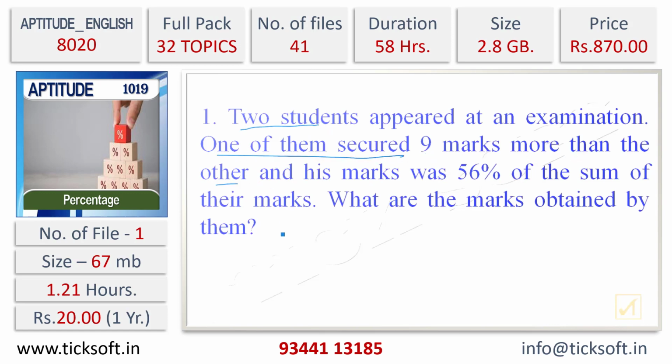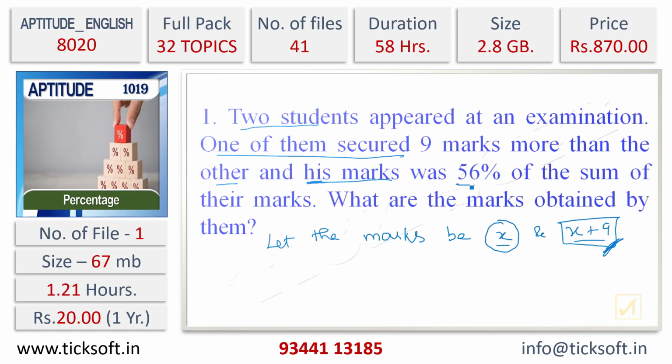So now by using this, we are going to take the marks as x and x plus 9. So let the marks be x and x plus 9. That is, if one student got x, then the mark of the other student must be 9 more than x, which is x plus 9. And it is given that his marks, here his represents the person who got x plus 9 marks, will be equal to 56% of the sum of their marks.